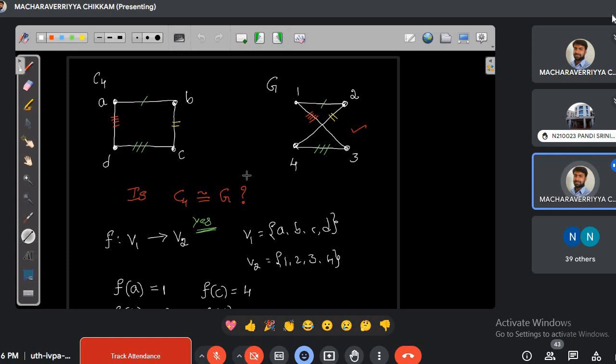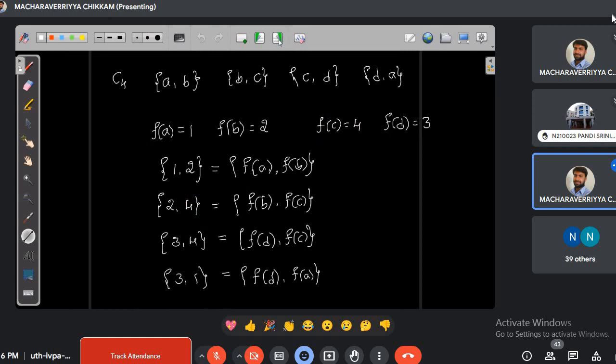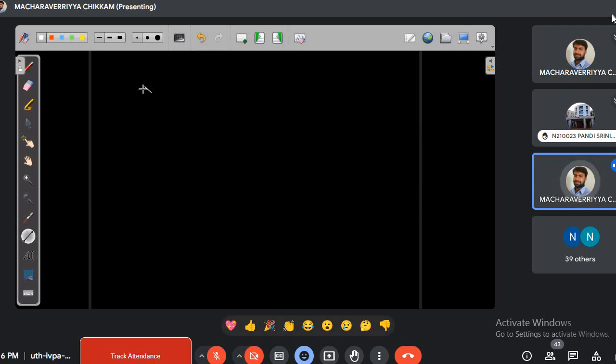Now, what are the properties that are invariant under isomorphism? That we need to know first. One thing is the number of vertices, that is trivial. If G1 is isomorphic to G2, then the number of vertices of G1 will be the same as the number of vertices of G2. Similarly, the number of edges in G1 must be the same as the number of edges in G2. If they differ by these two, then we say G1, G2 are not isomorphic.